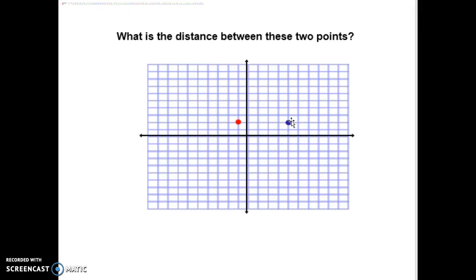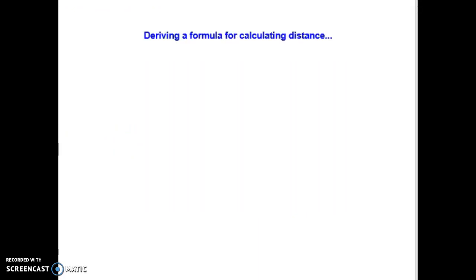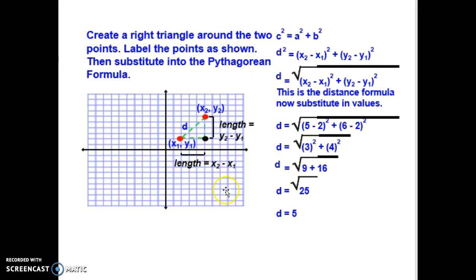Again, one thing you want to know also, that distance is never negative. Distance is not negative, so you can count from right to left or left to right. It does not matter. Distance won't be negative. Those two were pretty simple. Now we're going to talk about how we derive the formula for calculating distance. Okay, I know it's a lot, but let's take it one step at a time.